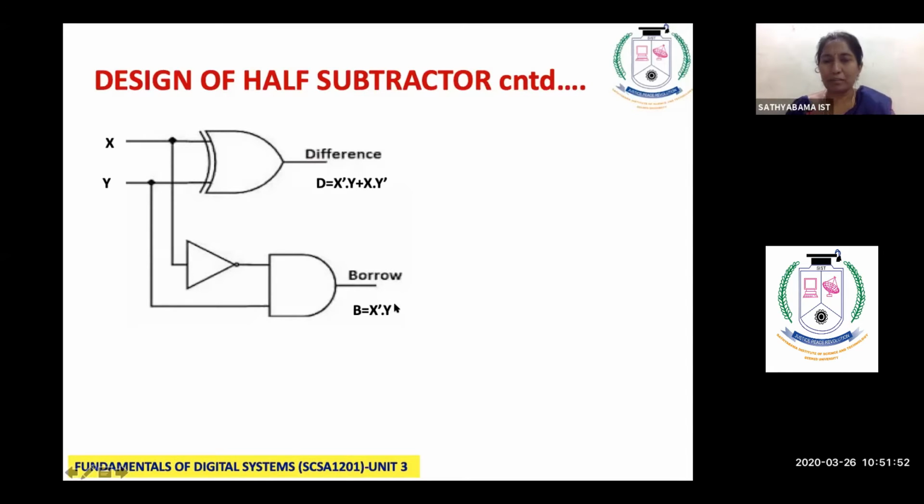So what is the moral of the story? They wanted us to design a half subtractor. A half subtractor will have only two outputs. One is difference and another one is borrow. So now we have realized it with the help of a single XOR gate and with the help of a NOT gate. And what is the other gate? It is AND gate. Okay, ma'am? Fine. So next, we are going to the next question.